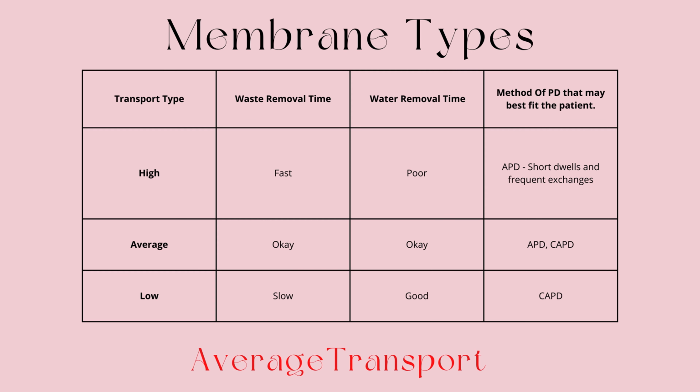An average transporter membrane can usually do both types of PD modalities, on a machine, also known as APD, or manually by gravity, which is known as CAPD.